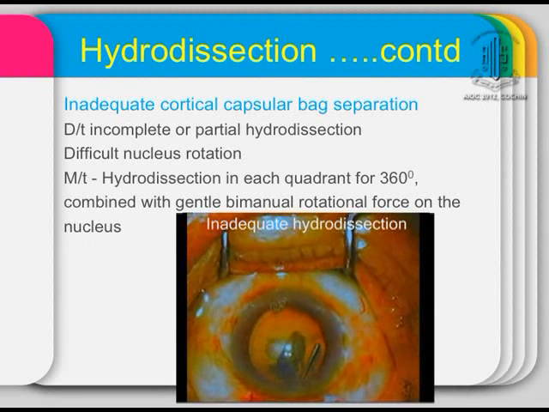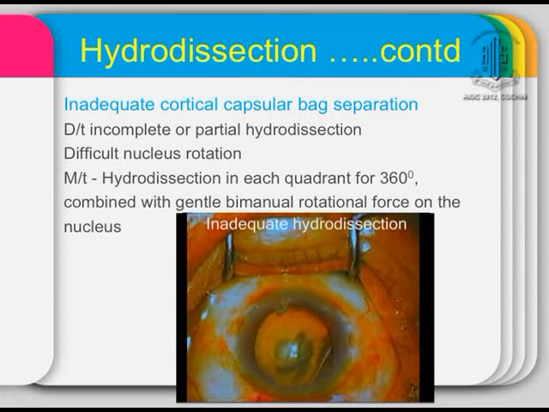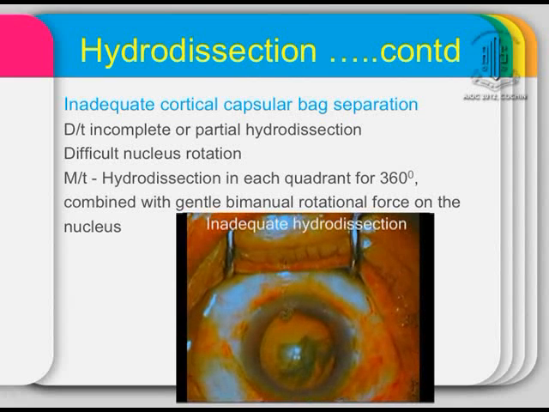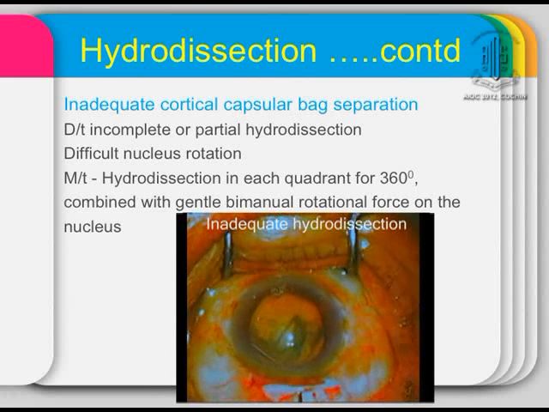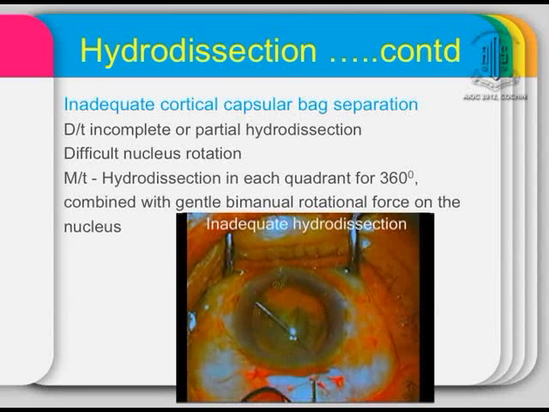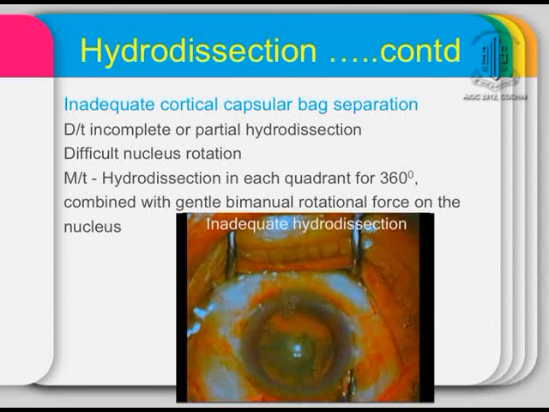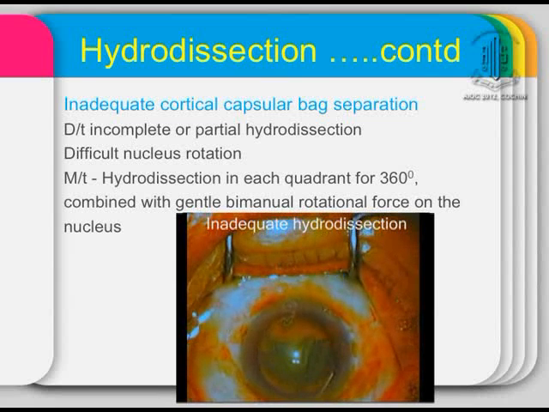Inadequate corticocapsular bag separation occurs when there is an incomplete or partial hydrodissection. The nucleus rotation becomes difficult. You can see in this video that the surgeon is not confident and is doing hydrodissection at multiple quadrants. It is not a complete hydrodissection. He is in the learning curve and is attempting many small hydrodissection attempts.